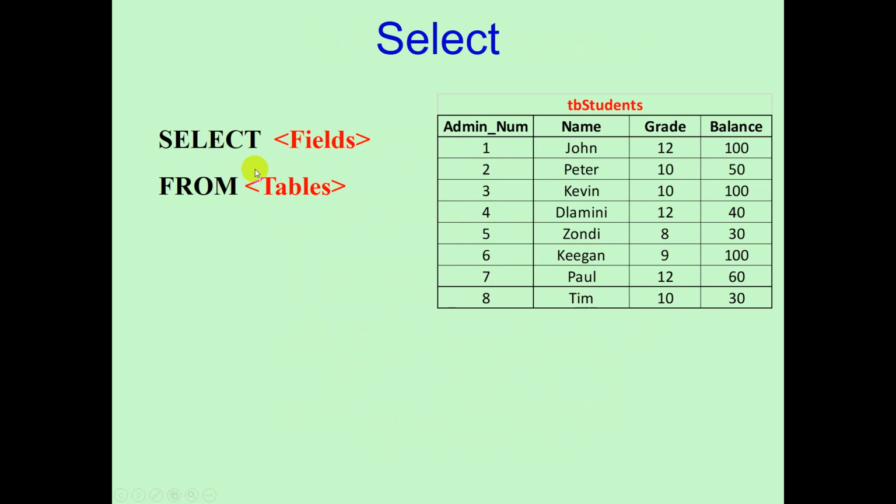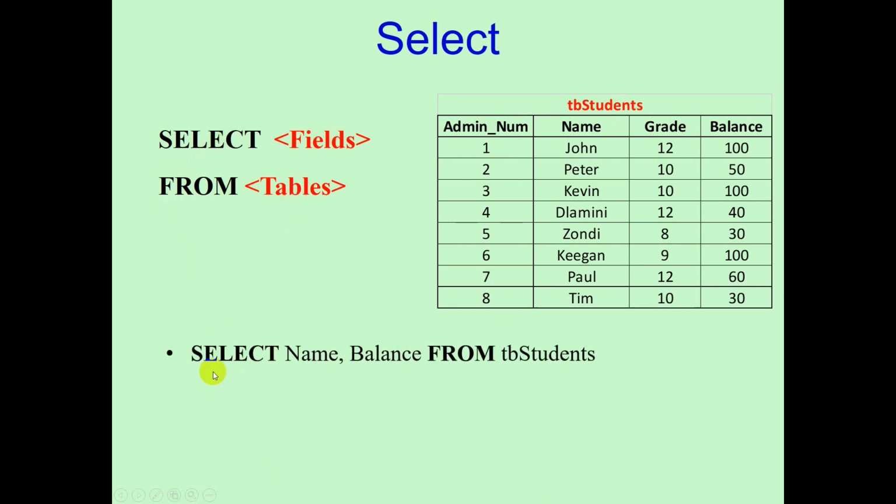Let's look at the first one. Select from. We have a table and the name of the table is TB students. So I'm just going to refer to it as table students. And we have four fields: admin number, name, grade, balance. That means how much they are owing. So our simple structure is select whatever fields from the table name.